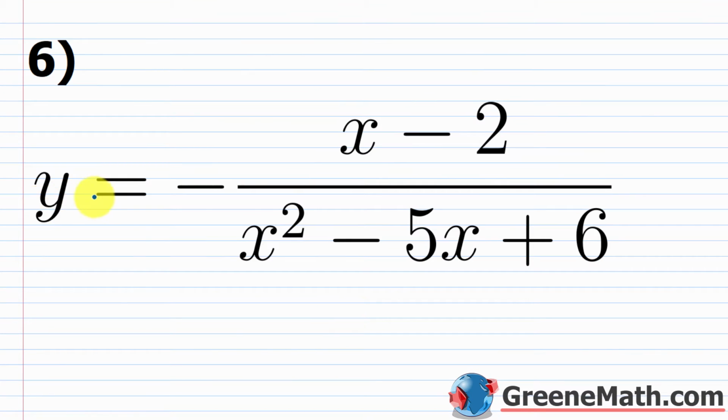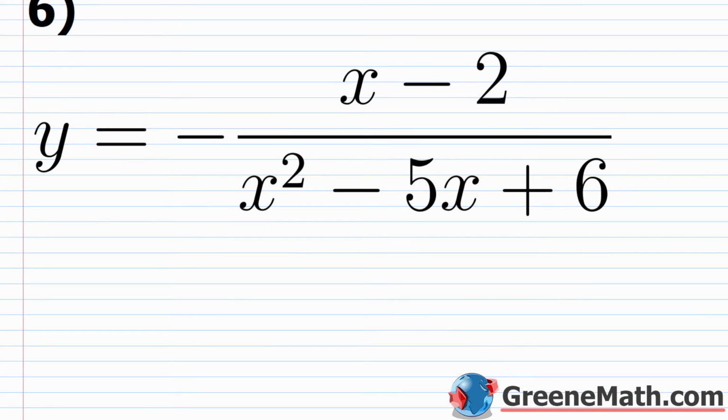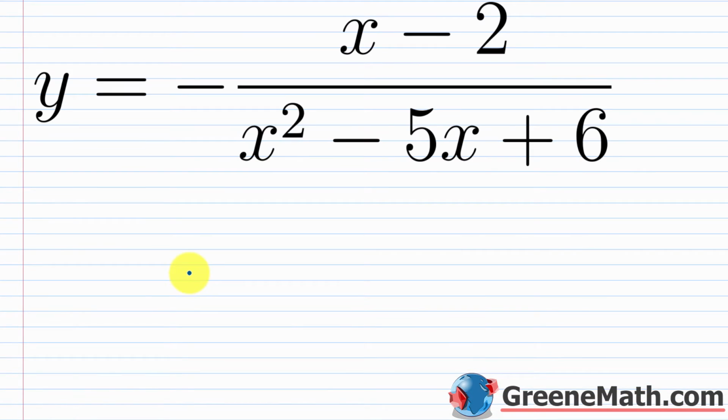So here we have y is equal to the negative of x minus 2 over x squared minus 5x plus 6. So let's come down here real quick. Now, the trick here is to immediately just set the denominator equal to 0 and solve that. When you have a rational expression, remember, when you think about the domain, it's always going to be in terms of the original rational expression.